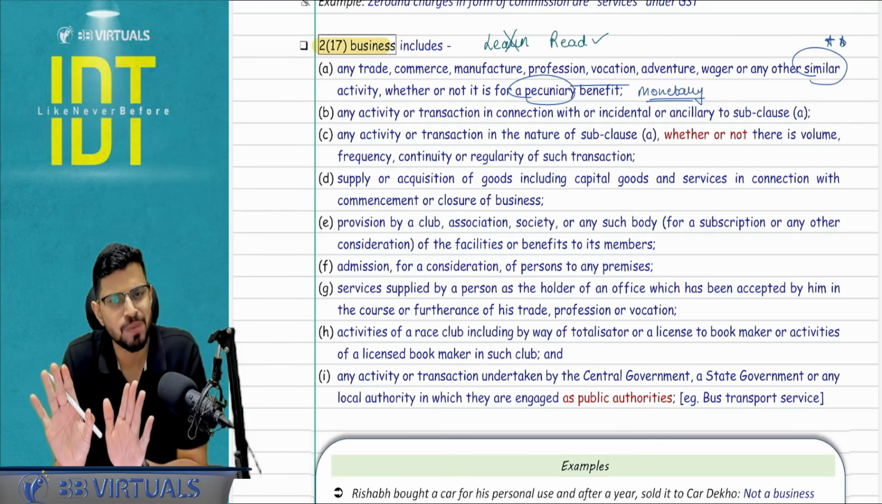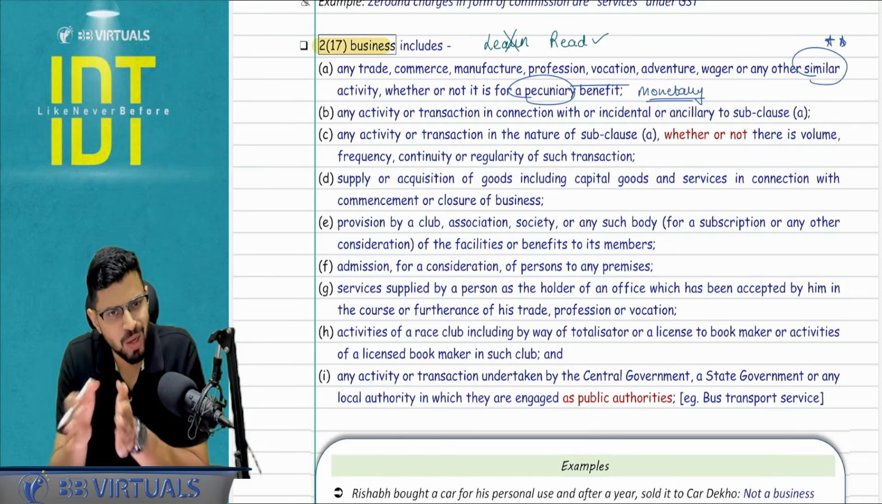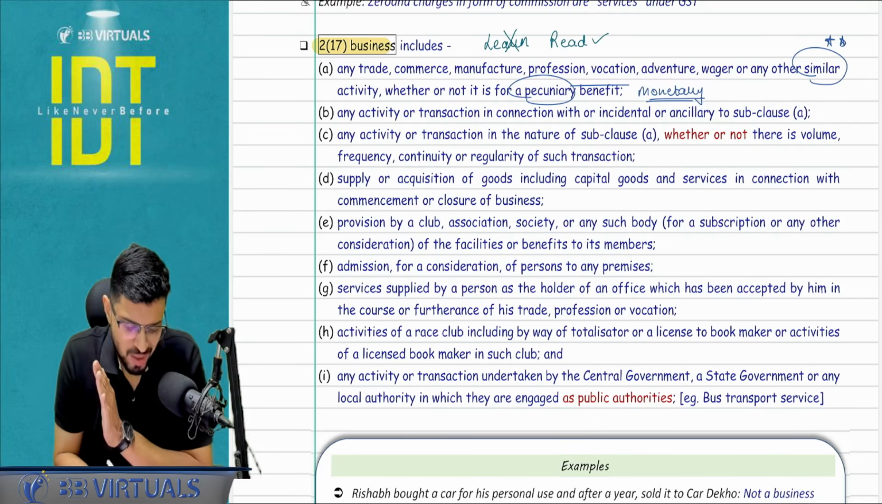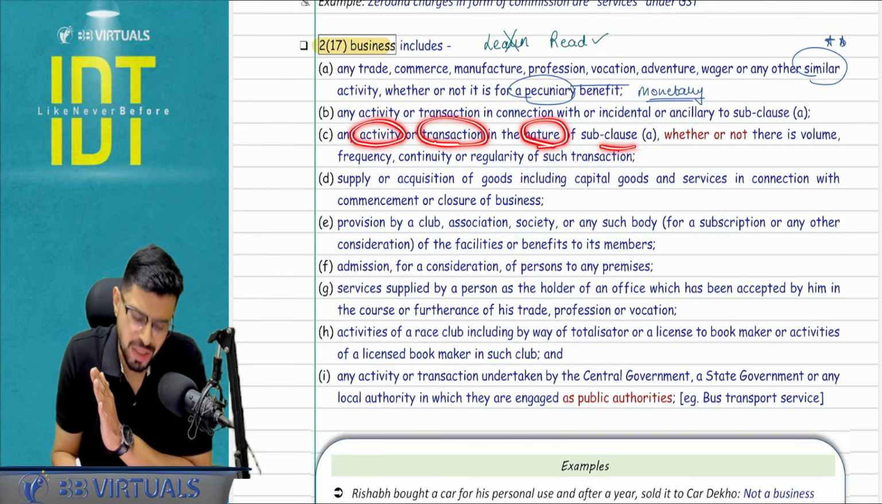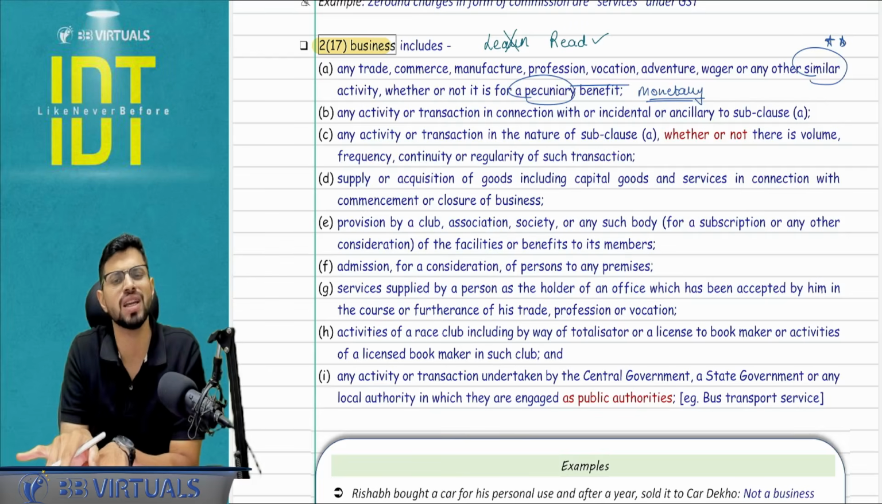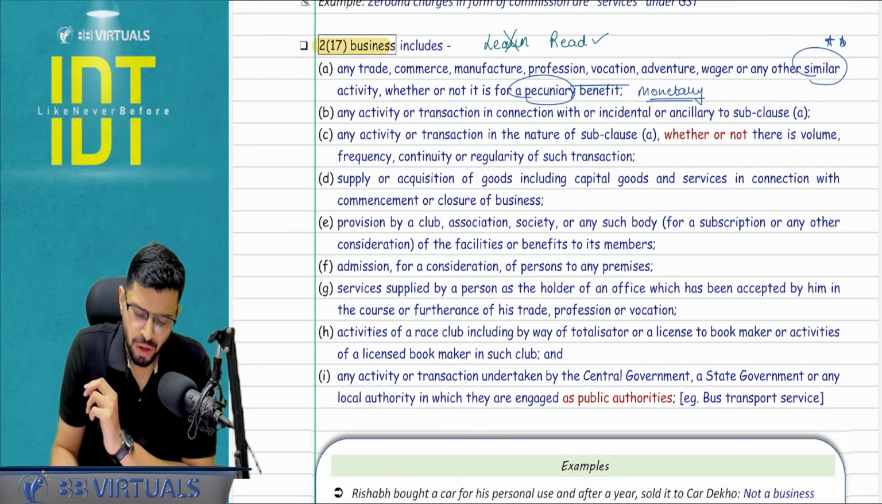Okay, Nirmala Tai, we understood that you are trying to expand the definition. So again, you write any transaction in nature. Okay, we understand you are trying to cover everything. We understand. Further part is important. Whether or not there is volume, frequency, continuity, regularity of such transaction.